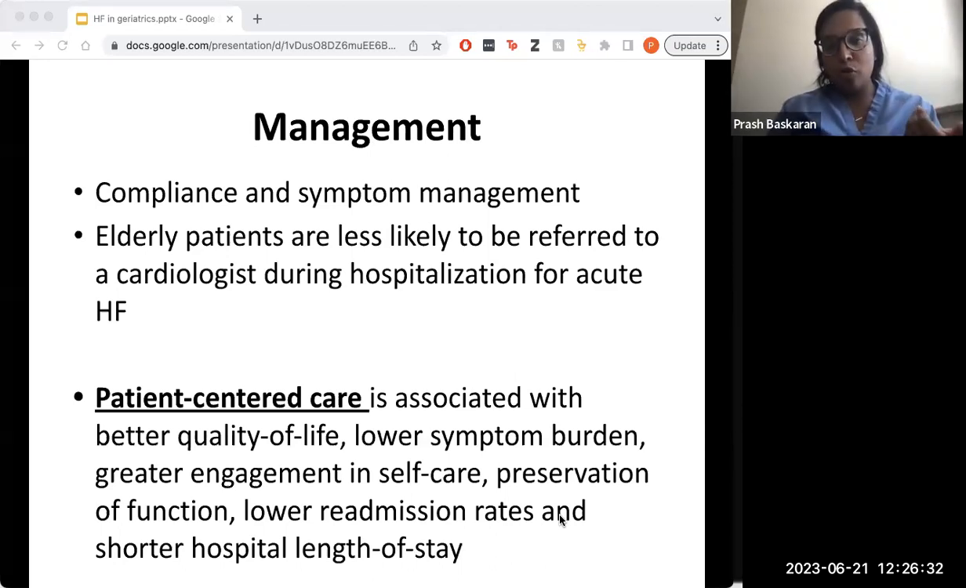I think the overall take-home point, though, is that all the care that we do, as we all know, should be patient-centered care, and it overall is associated with better quality of life, lower symptom burden, greater engagement in self-care, preservation of overall function, and lower admission rates, as well as shorter hospital stays.